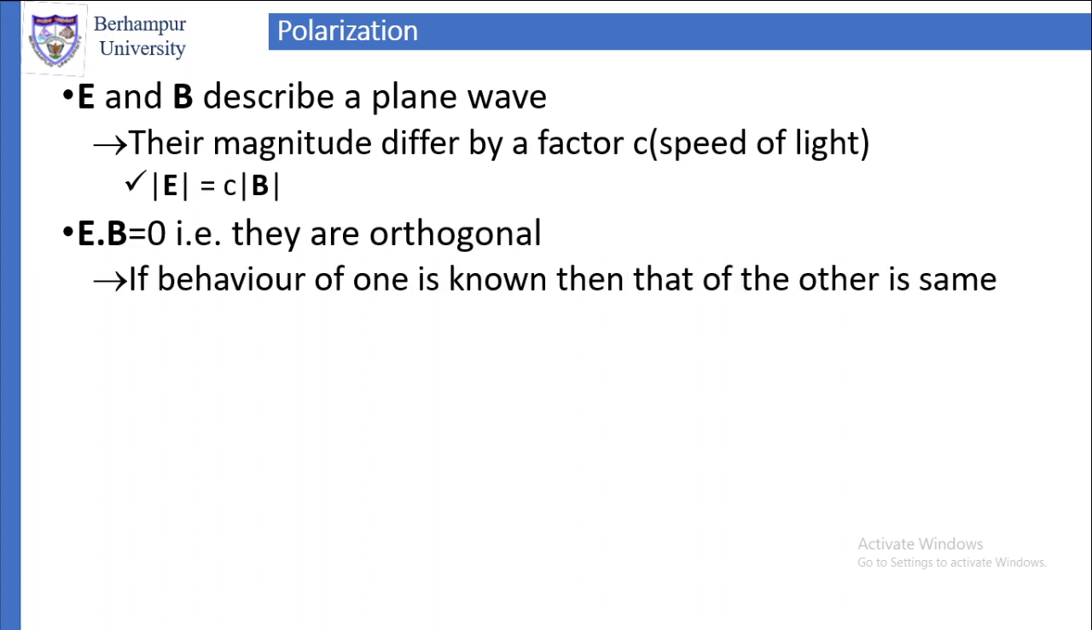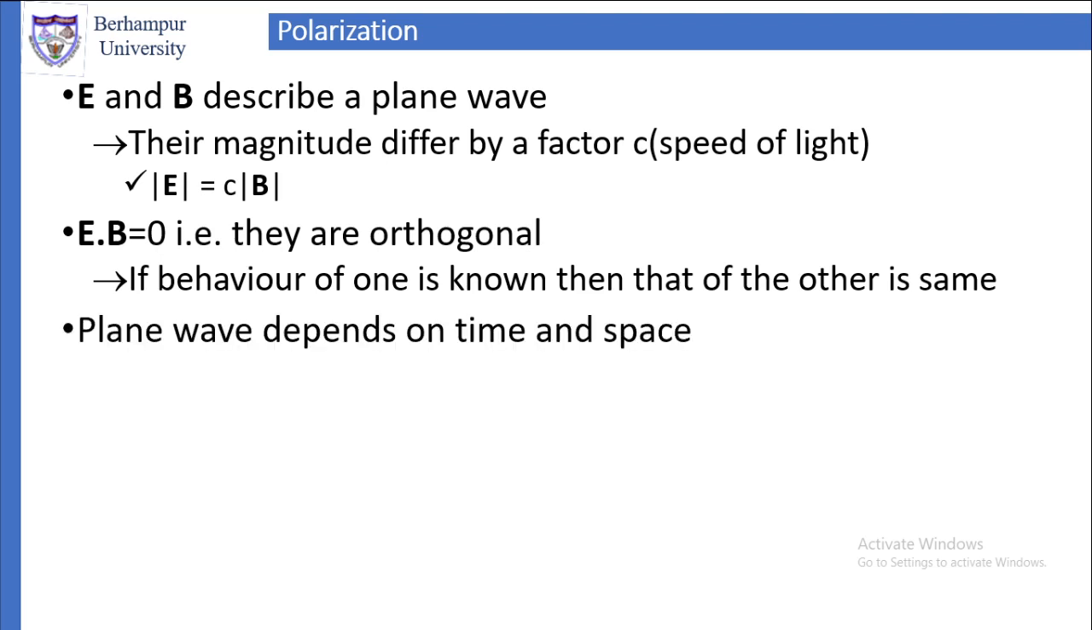So if they are orthogonal to each other, then if we know the behavior of one of the fields, either E or B, the other is the same, except that it is orthogonal, because E is equal to C into B. Once we know the behavior of one field, the other we can easily find out. Now these plane waves, E and B, are spatio-temporal waves, which means they depend on time and space.